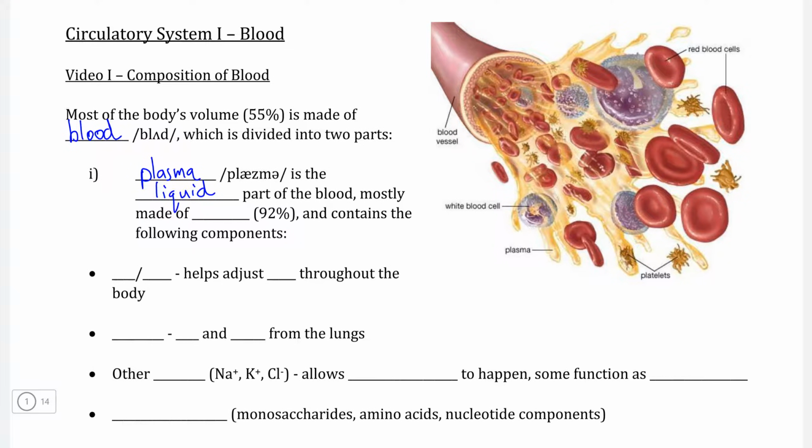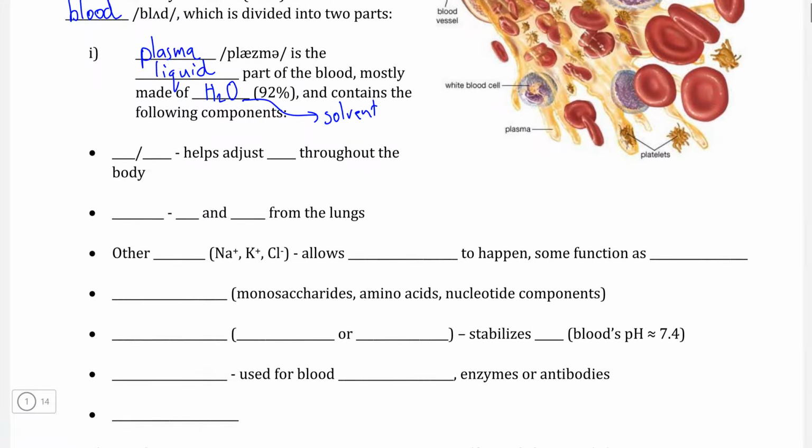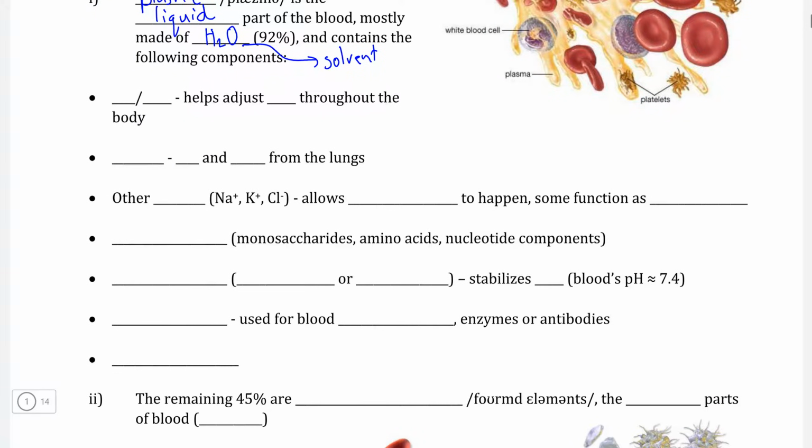So naturally, because plasma is the liquid part of your blood, most of this is going to be made up of water. 92% of all of your plasma is in fact water, because water is the primary solvent within the body, and therefore the water part of your plasma exists to keep all of these solutes within the plasma dissolved. And there are many of these, all of which serve different functions.